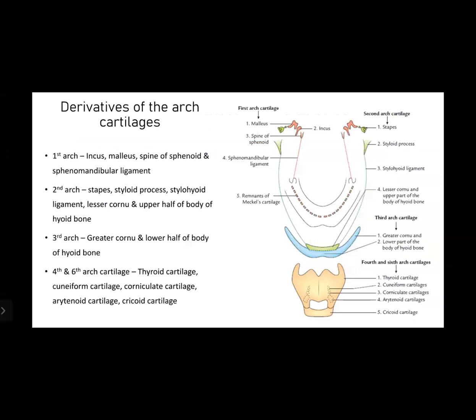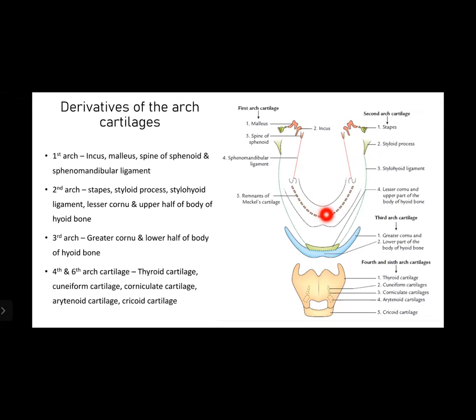Okay, so we come to the derivatives of the arch cartilages. So if you look at the first arch, I told you it's Meckel's cartilage, which basically gives rise to the proximal end. You see the Meckel's cartilage extends from the midline over here. Can you see the, hold on, let me just get the, yeah. You can see that the Meckel's cartilage extends from the midline all the way dorsally up to the otic capsule, which gives rise to the ear, the primordium of the ear.